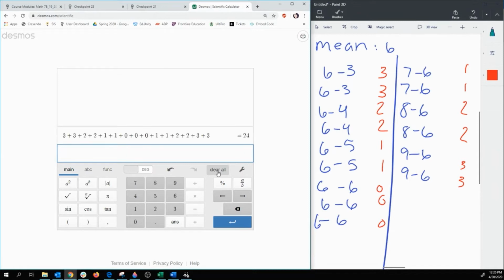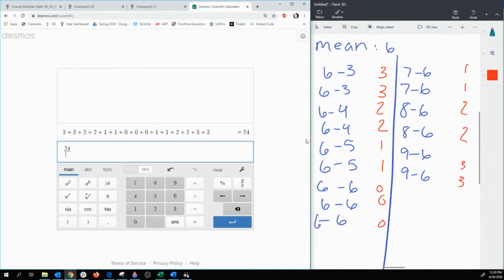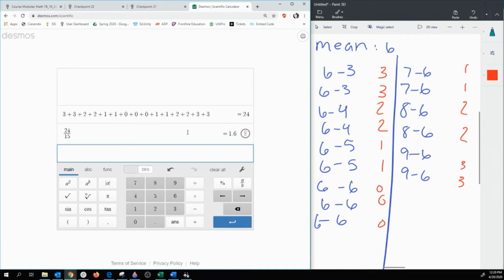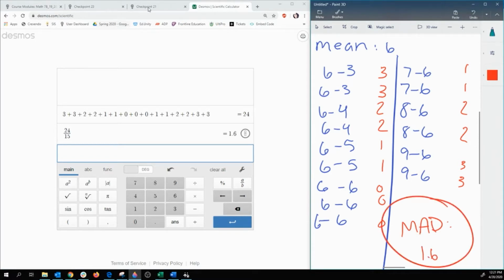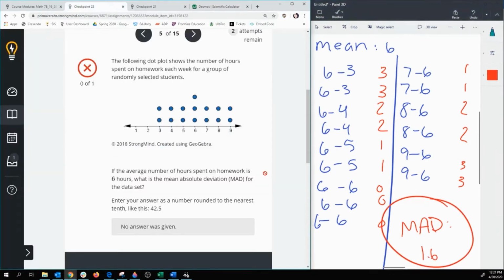So when I add all of them together, I get 24. Whoops. Very different number. There we go, 24. And I added 1, 2, 3, 4, 5, 6, 7, 8, 9, 10, 11, 12, 13, 14, 15 numbers together. So when I do 24 divided by 15, I get 1.6, which means that my mean absolute deviation here is going to be 1.6.